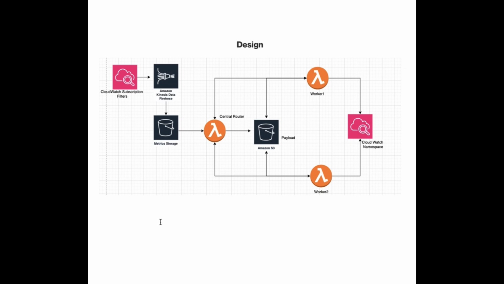In this way we are introducing this buffering, where we store the metric events in a safe place, and then we have this central router which will be reading the events from the S3 bucket, and then it will help you to aggregate those metrics through some logic or implementation.